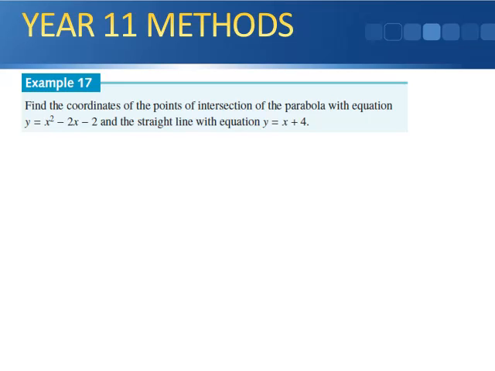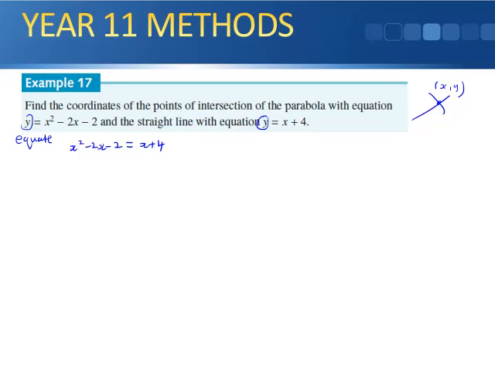Find the coordinates of the points of intersection of the parabola with the equation y equals x squared minus 2x minus 2 and the straight line with equation y equals x plus 4. Now remember, the point of intersection of something means where they meet. So at this point, the x and the y are exactly the same. Because this one is y equals and this one's y equals as well, we can just equate. And we get x squared minus 2x minus 2 equals x plus 4.